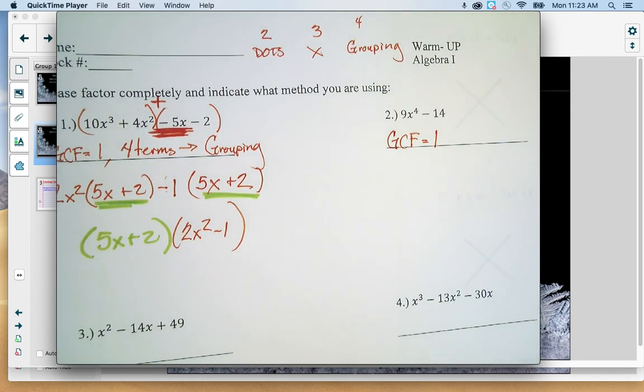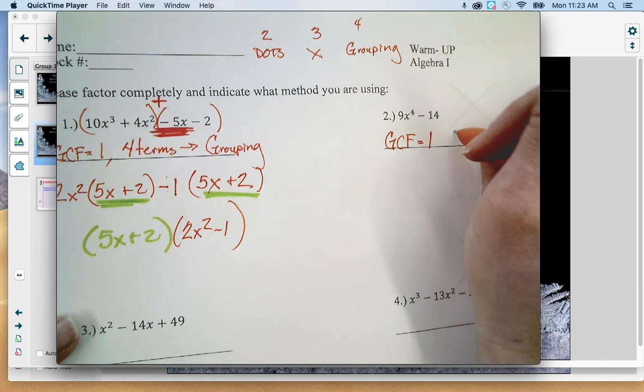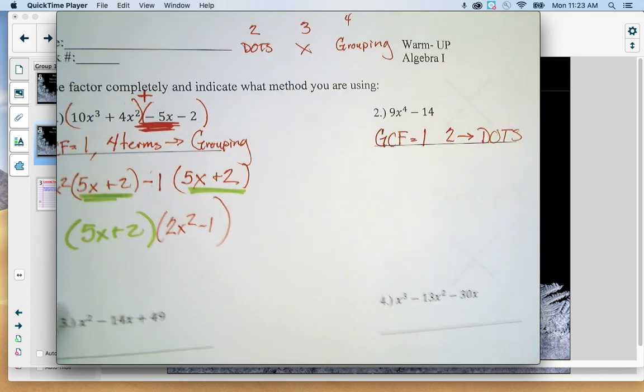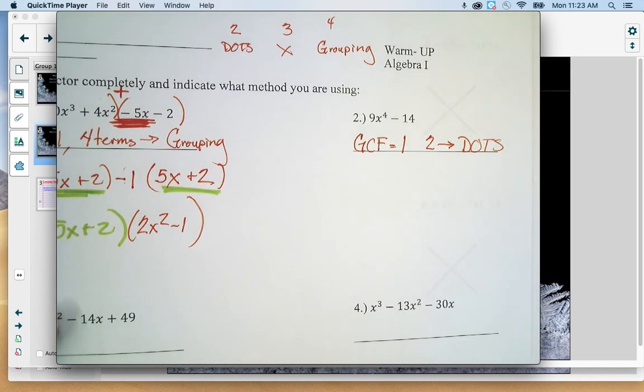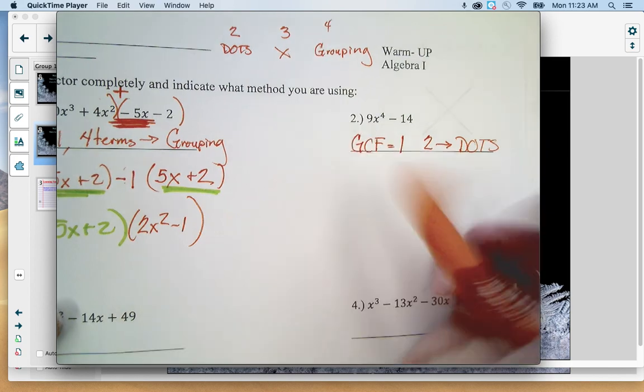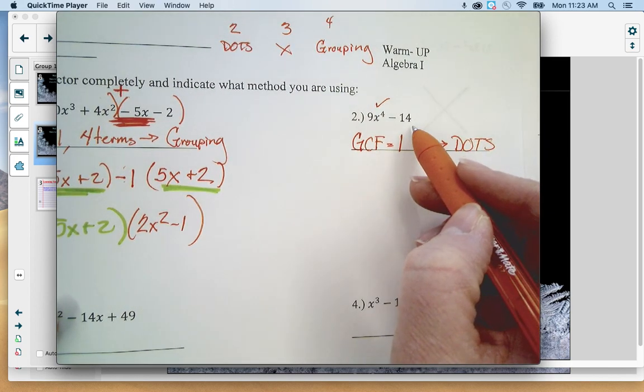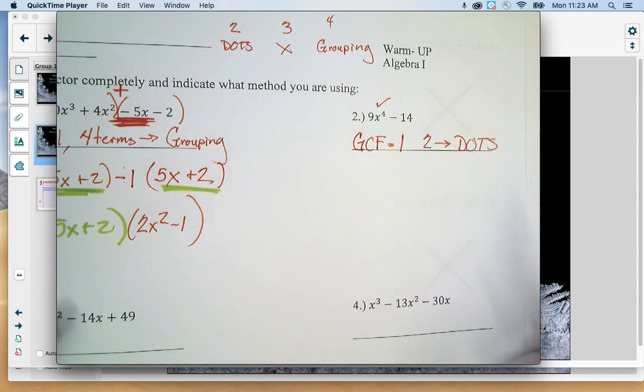Again, use that menu 2, 5. I'm glad you're using mental math, but check it with your calculator. Then how many terms are there? 2. What method do we hopefully use when I have 2 terms? Dots. Can I use dots here? Is 9 a perfect square? Is x to the 4th a perfect square? It is. Check that part off. But is 14 a perfect square? No. So can I factor this one any further?